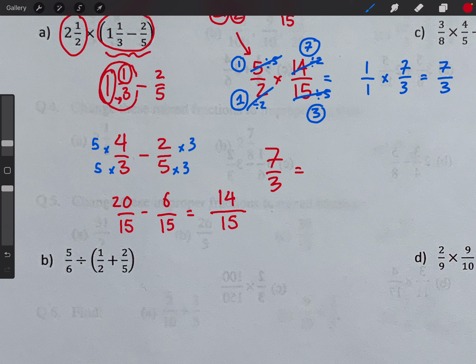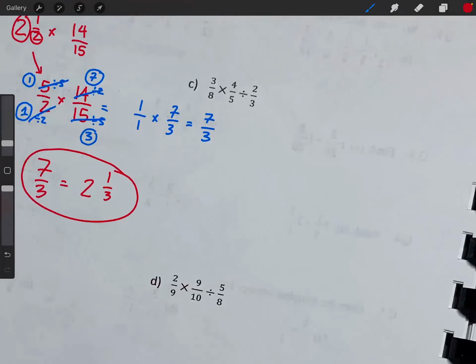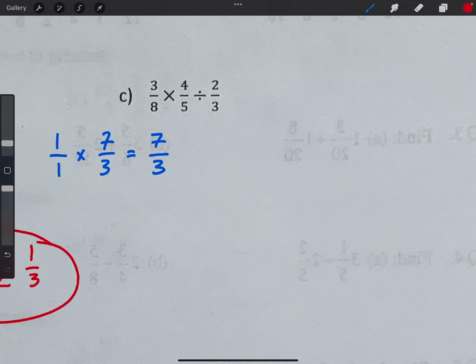So you can leave the answer as 7 over 3, or you could change it back to a mixed numeral and say, how many 3s go into 7? Well, we know that's 2, remainder 1, so that's 2 and 1 over 3. And you can choose any of these answers and they'll be correct. Okay. Alright, next question. Now we're going to do BODMAS again.